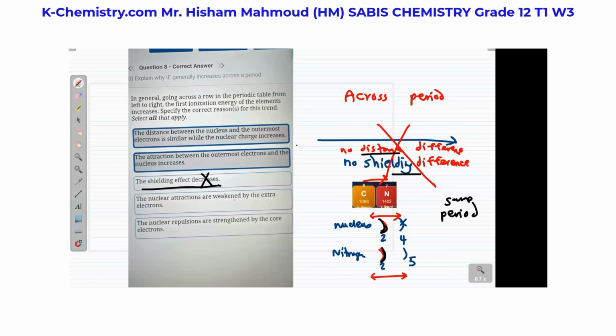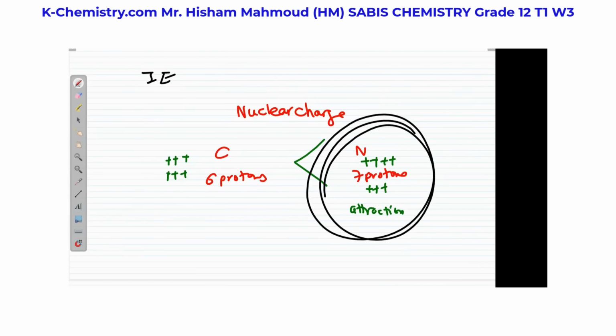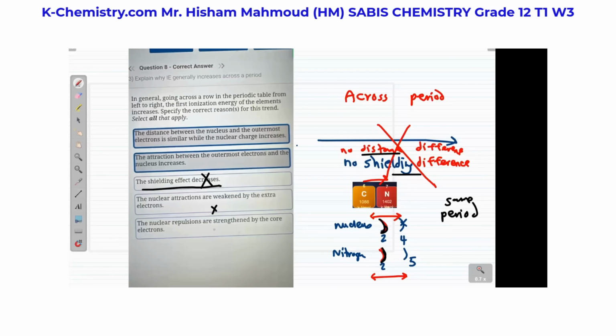The nuclear attractions are weakened. Can you say the nuclear attraction is weakened? It's not weakened, it increased. You have more protons, come on, you have more protons. So attractions are more. The nuclear repulsions are strengthened. What does this have to do with anything? These are the two answers only.